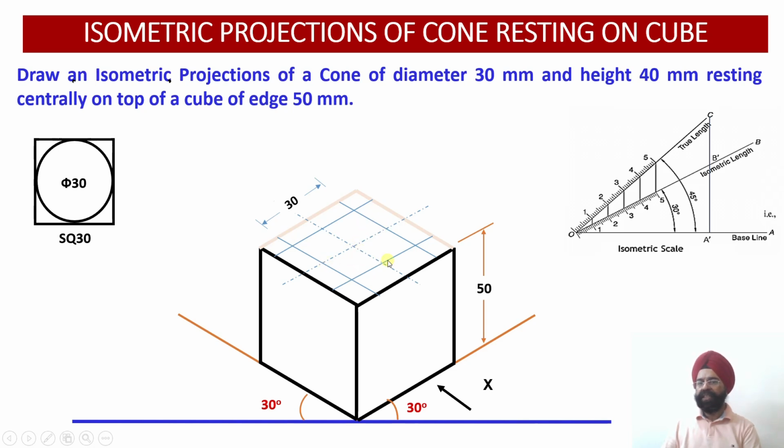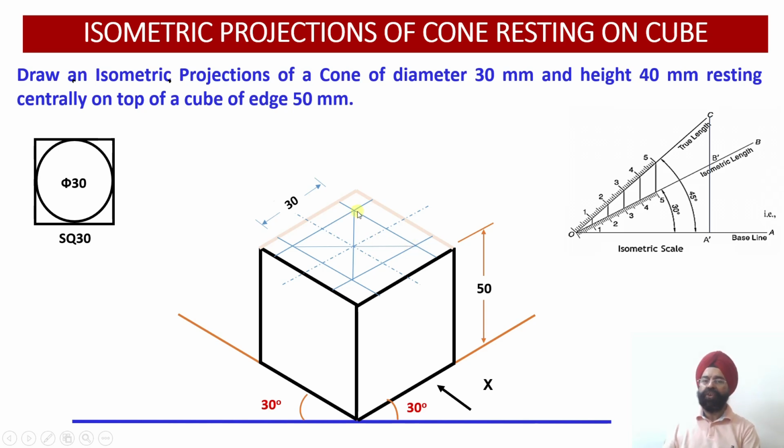So this square is located centrally, and we know that the square appears to be a rhombus in the isometric projection. So now we have obtained a rhombus over here. Now this rhombus will have one minor diagonal, this is the minor diagonal, and one major diagonal. So this is the major diagonal of the rhombus, right, or a square. So this is the major diagonal of a rhombus.